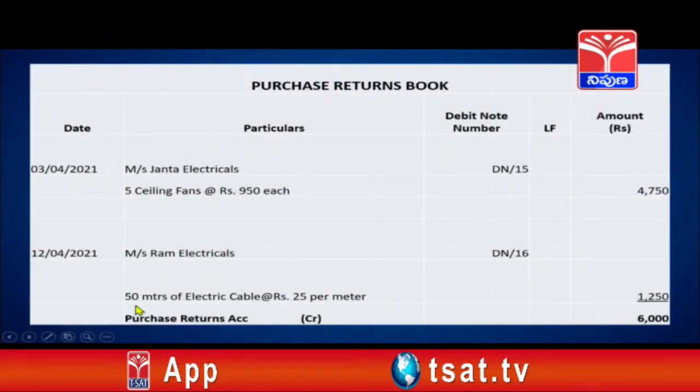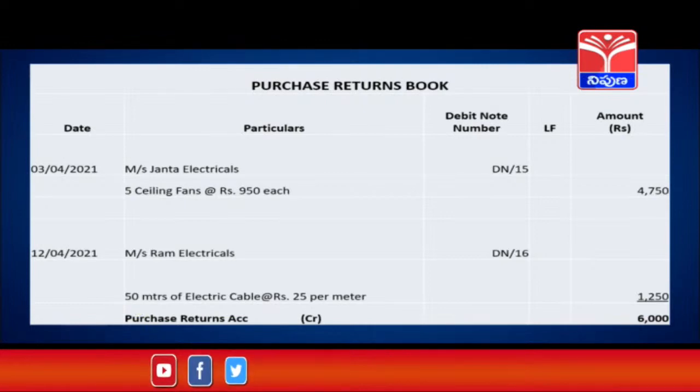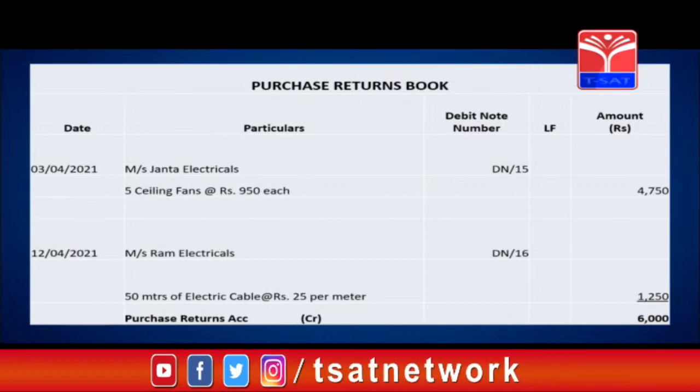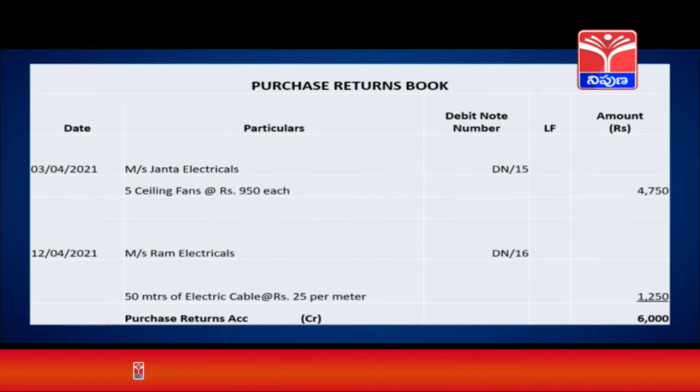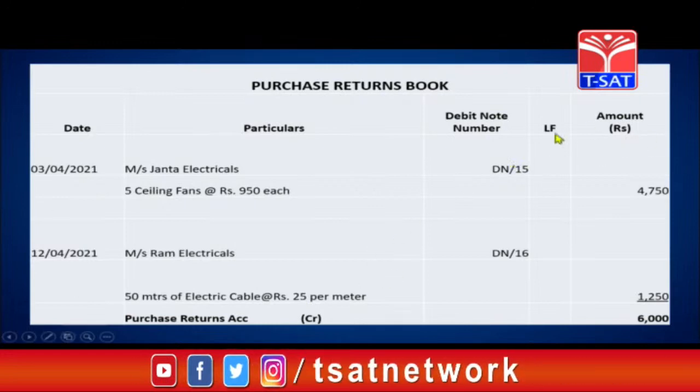So in this purchase returns book, we have the columns like this. The first column is date on which you return the goods. Then in the particulars column, you write the supplier name to whom you are returning the goods and details of the goods which are returned. Then in the next column, you write debit note number, then ledger folio and the amount.